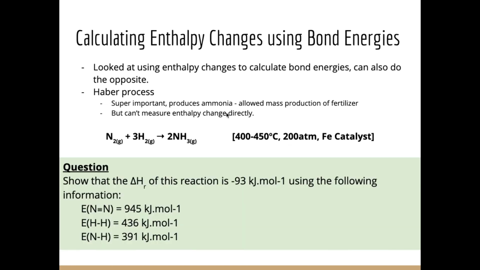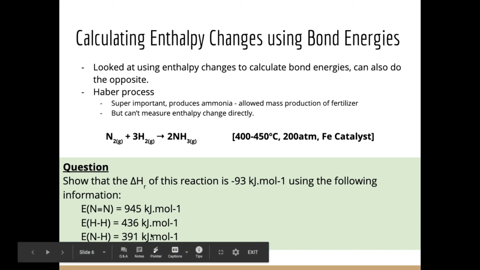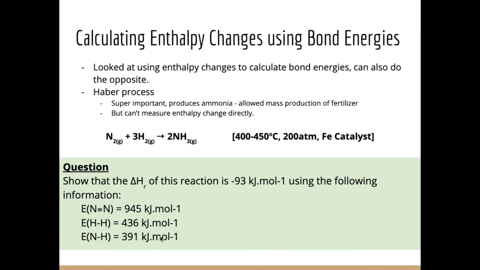All right, let's finish off by showing how we can get the enthalpy changes from the bond energies. So in this case, we've got to show the delta H of the reaction is that value using the bond energies that we have here. As we always do, if you want to pause and have a go yourself, you can do that now and then check your answer when you push play.